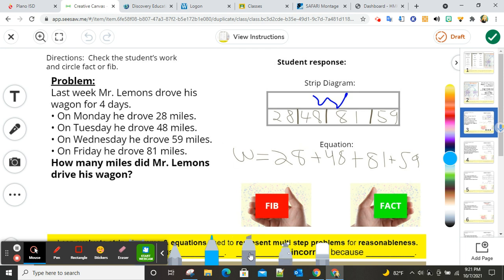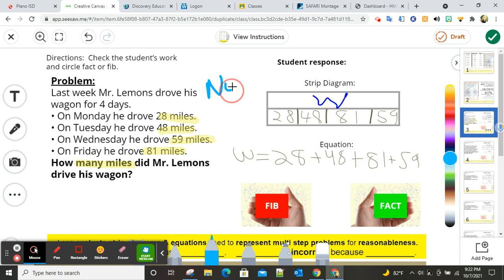So I'm going to activate my highlighter. I'm looking through. Last week, Mr. Lemons drove his wagon for 4 days. On Monday, he drove 28 miles. Tuesday, 48 miles. Wednesday, 59 miles. And on Friday, he drove 81 miles. How many miles did Mr. Lemons drive his wagon? So I have many parts that are unequal, and I do not have a total.